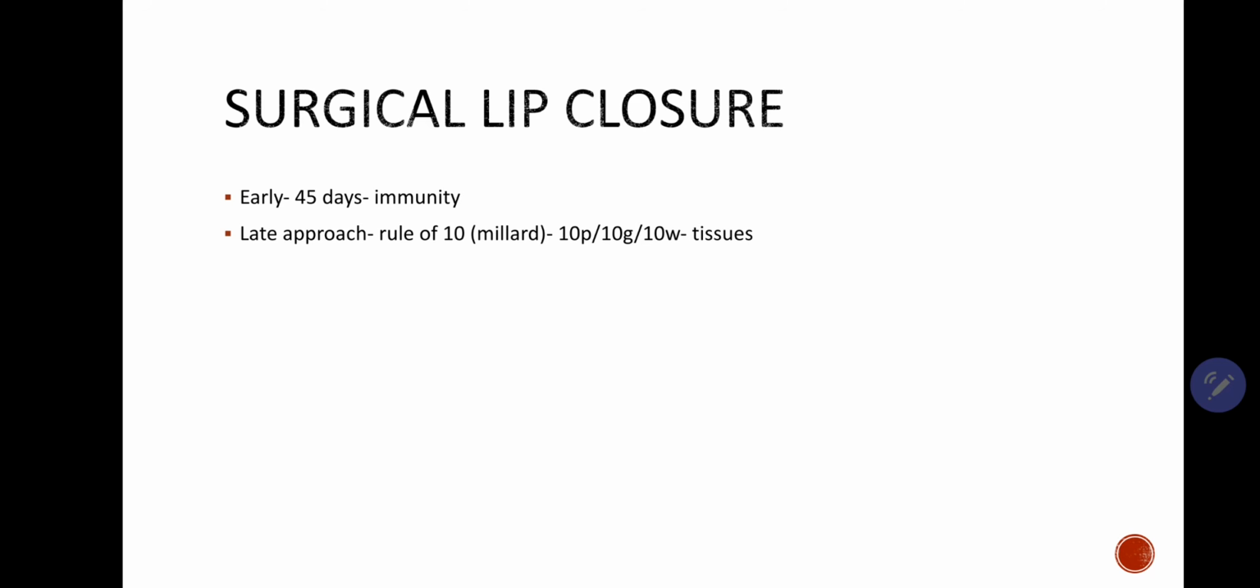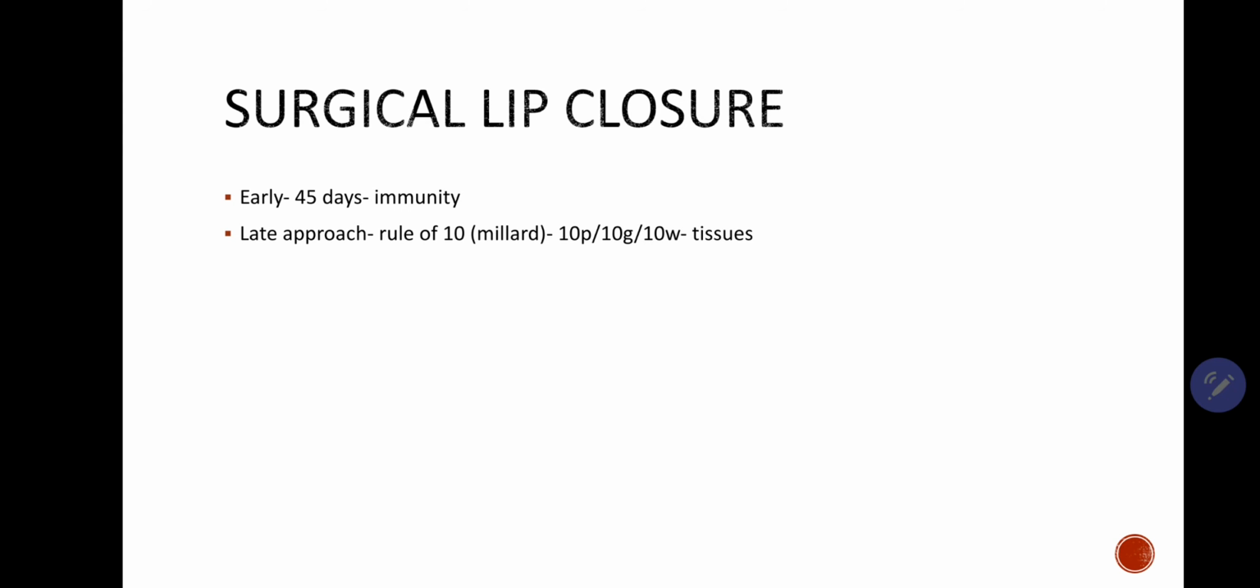The next step involved in stage 1 management is the surgical lip closure. With the help of the passive obturator, once the two or three segments are brought together and the space of the cleft between the structures is decreased, then surgery for the lip is planned initially.